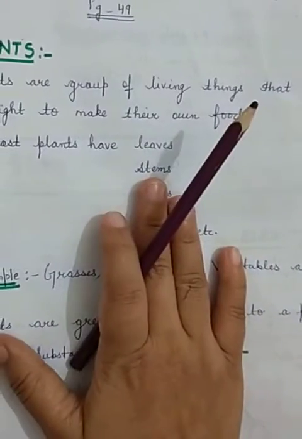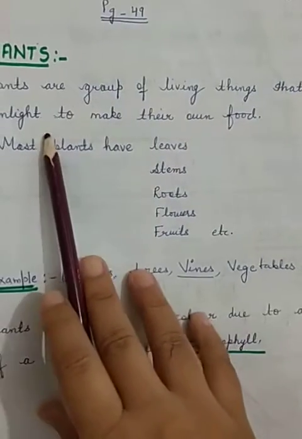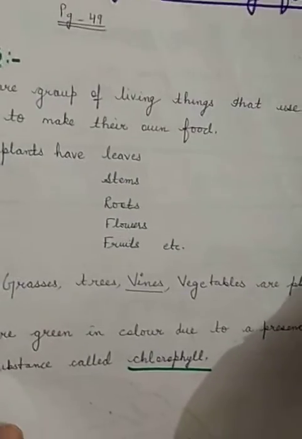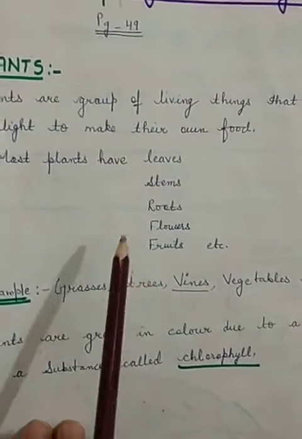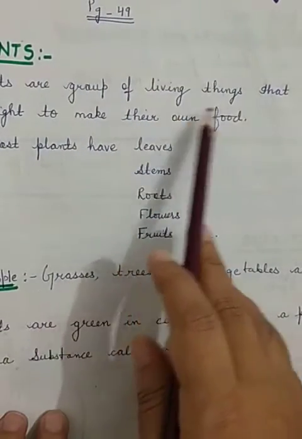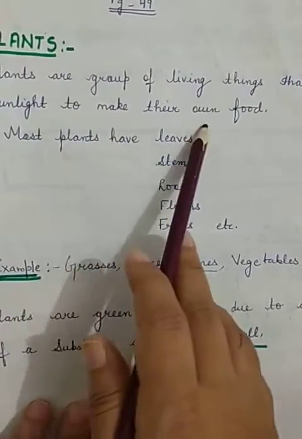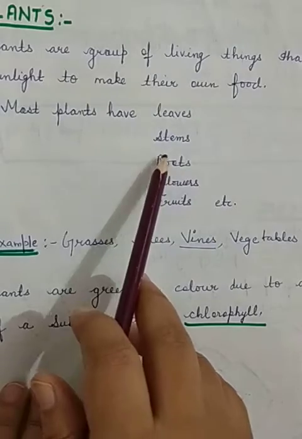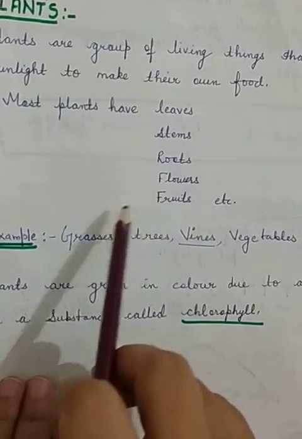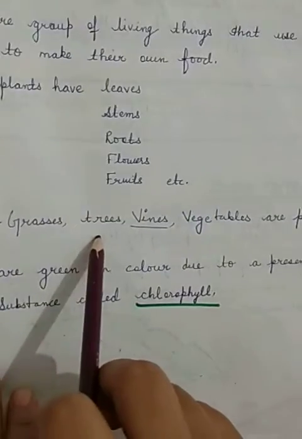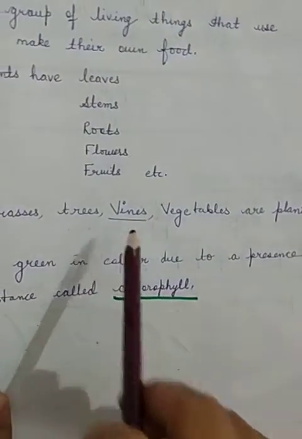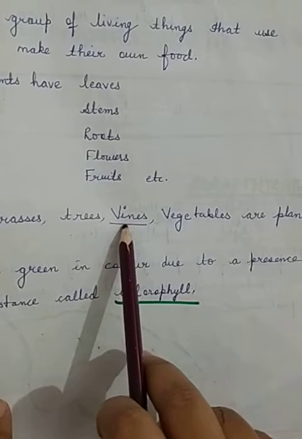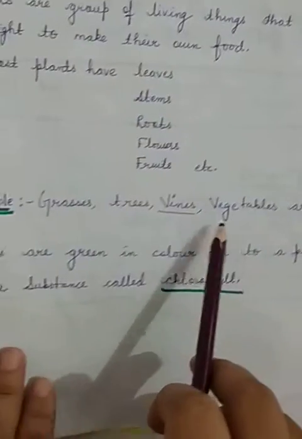I have told you this in the form of notes: plants are a group of living things that use sunlight to make their food. Most plants have leaves, stems, roots, flowers and fruits. Things like grasses, trees, and vines. What do you call vines? Vines are the kind of plants like grapes that grow on a support. Vegetables, these are all examples of plants.